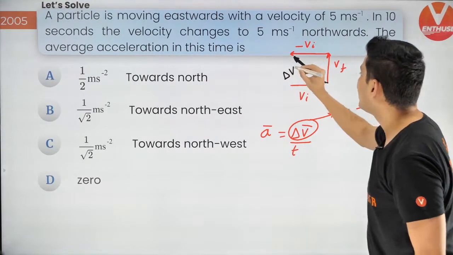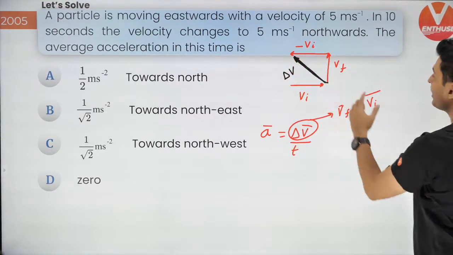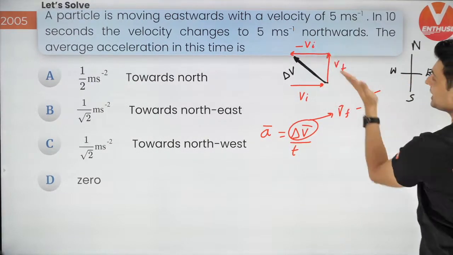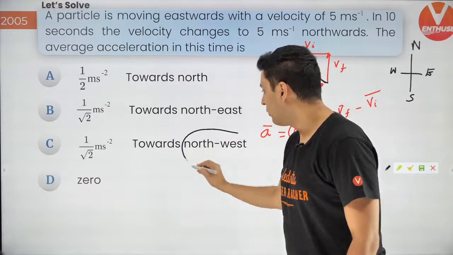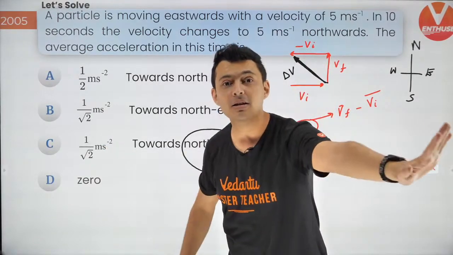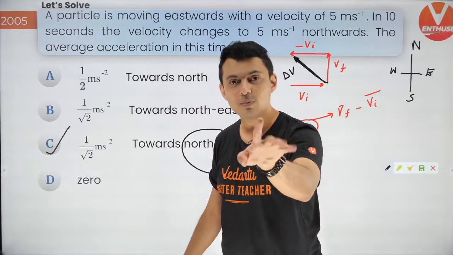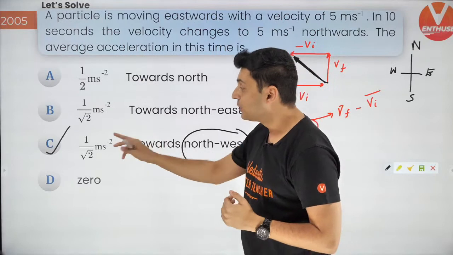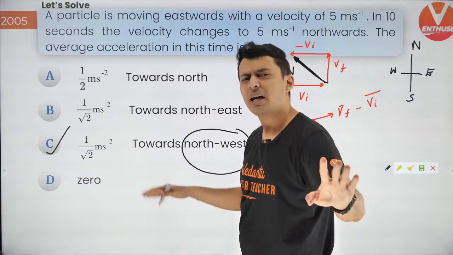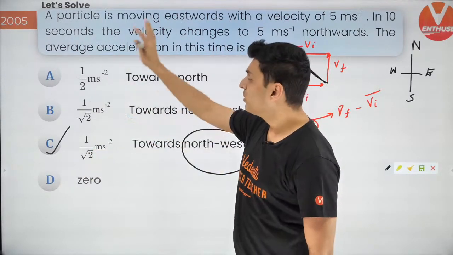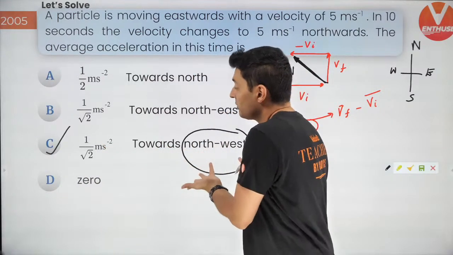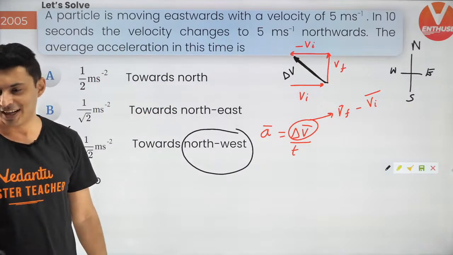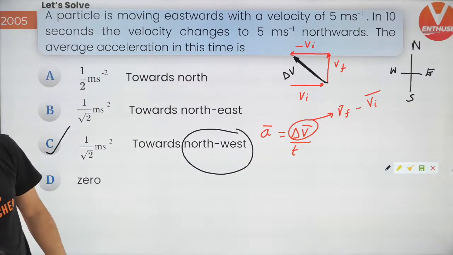This is your delta V. And which direction is it in? If this is north, this is east, this is west, this is south, don't you see it is in the northwest direction? There is only one option with northwest. I won't even check the value. I'll just mark it. Be confident. Don't think, no, I need to check this. Don't waste your time. Directly mark and go ahead. It's only a fool's job to actually check the value because you know it has to be correct. Yes, very good. He is the first minion, Ankit. Very good. All right, direction-based question, correct.